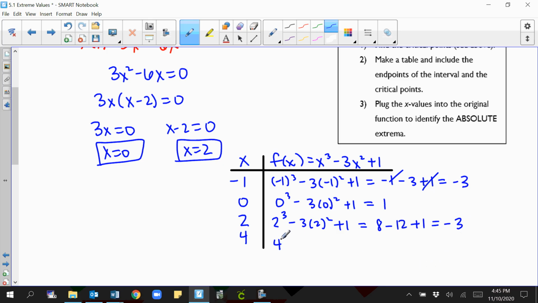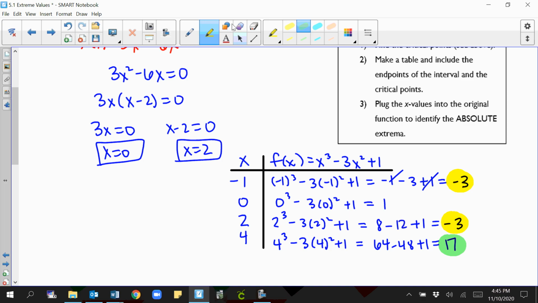And plugging in 4, 4 cubed minus 3 times 4 squared plus 1. 4 cubed is 64. 4 squared is 16 times a -3 is 48. So -48 plus 1. So 64 minus 48 plus 1 is going to give me, doing some mental math here, 17. So the lowest number over here is this -3, and the highest number is 17.